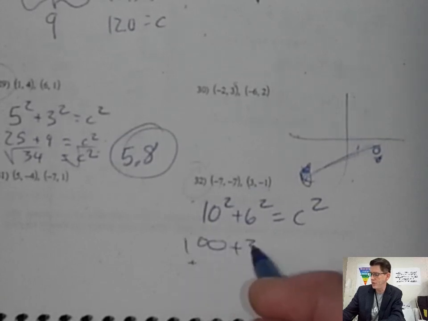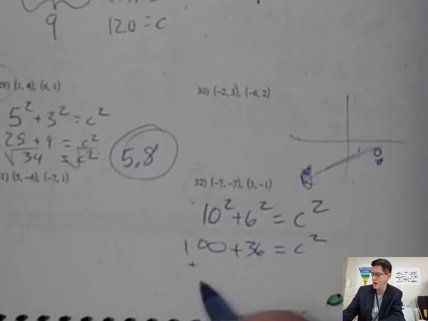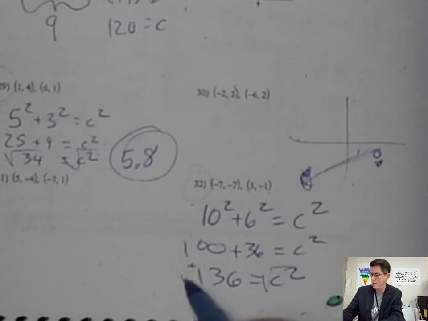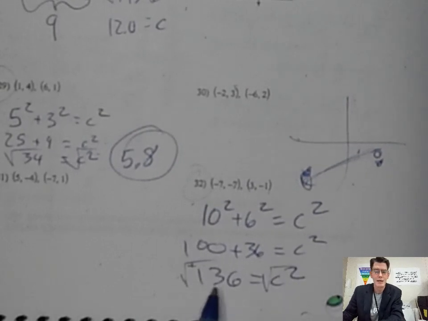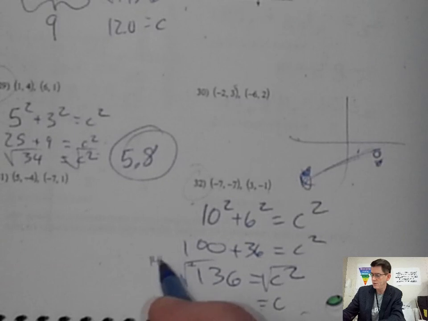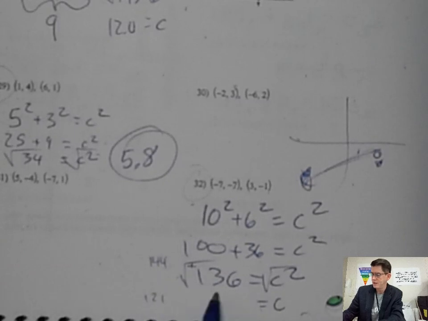So 136 is c squared. Take the square root, try to estimate in your mind. If you've got this process down, just as a level 4, let's see, 144 is 12 squared, and 121 is 11 squared. So it's going to be about 11 point what? It's a little closer to this, 11.6 maybe.